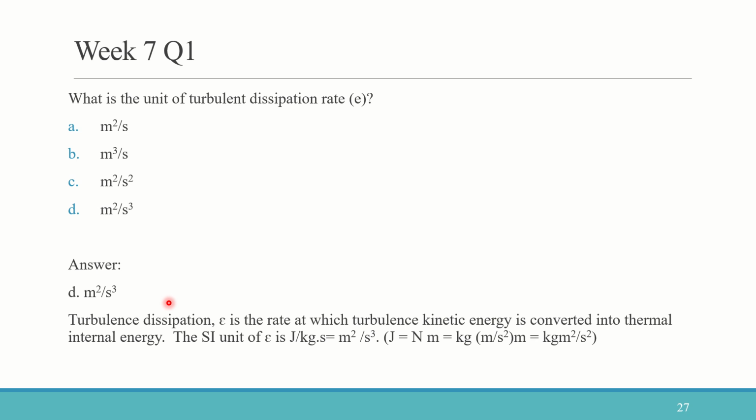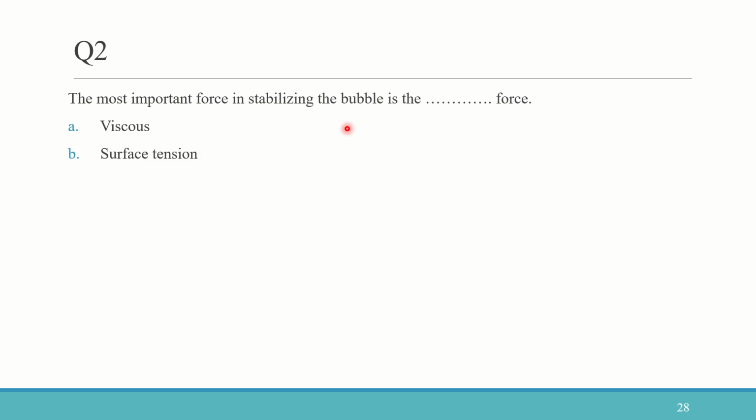Now let us go to question 2. In question 2, the most important force in stabilizing the bubble is dash force. Option A, viscous force. Option B, surface tension force. Option C, inertial force. Option D, none of the above. Option B, surface tension force, is the right answer, because the question is about the stability of the bubble. So surface tension is the important force in stabilizing the bubble. The answer is option B. I hope it is clear now.